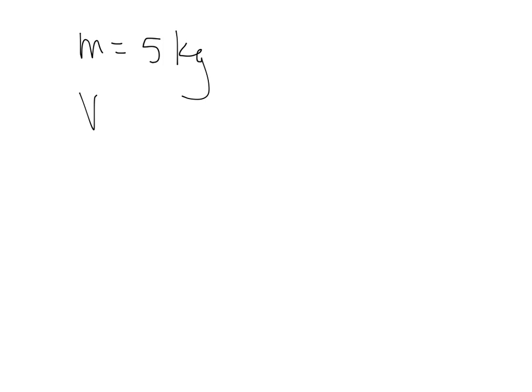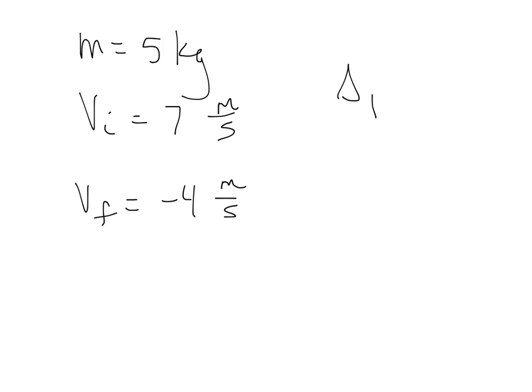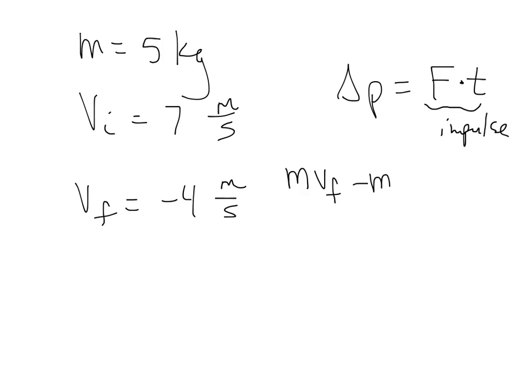The velocity before impact is 7 meters per second. After the collision, the velocity is negative 4 meters per second. And we know that our change in momentum is equal to impulse. This is impulse. So you're not asked to find force, you're not asked to find time, but you're asked to find the change in the object's momentum, really. So go ahead and figure out the change in the object's momentum. MVF minus MVI.